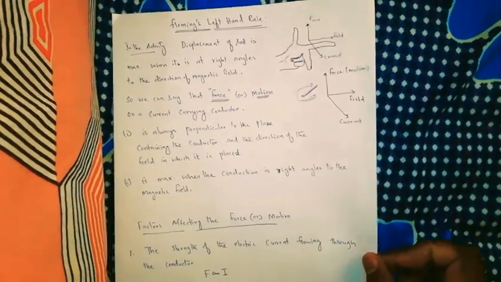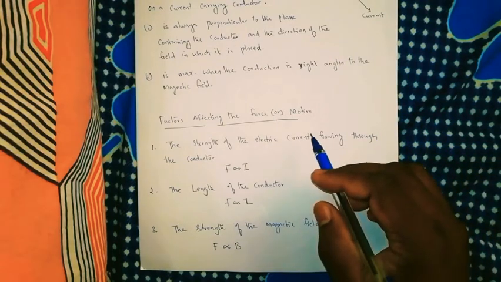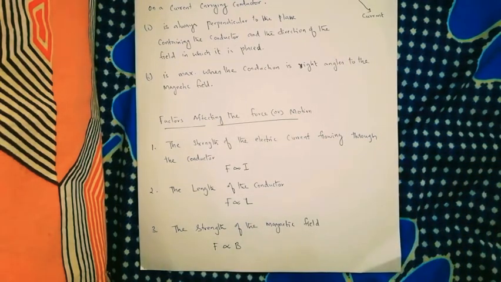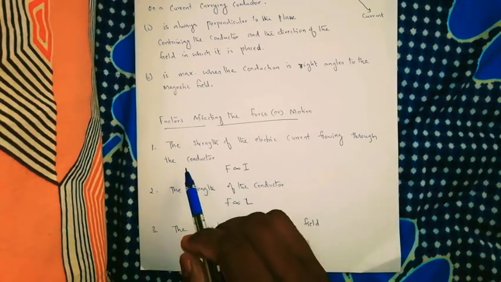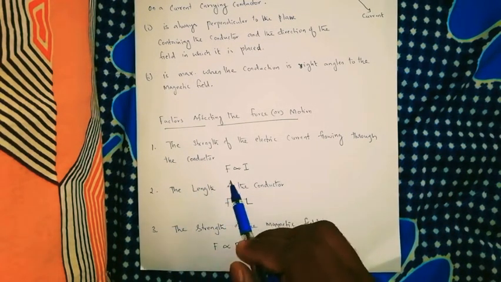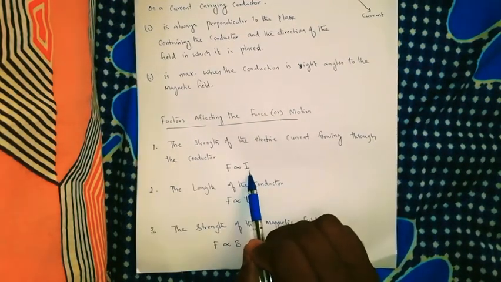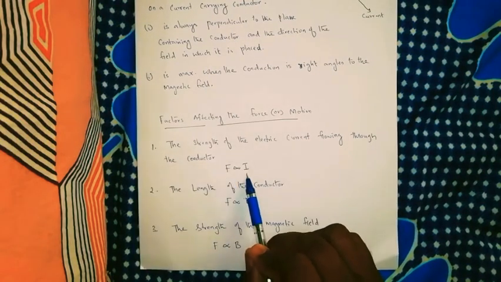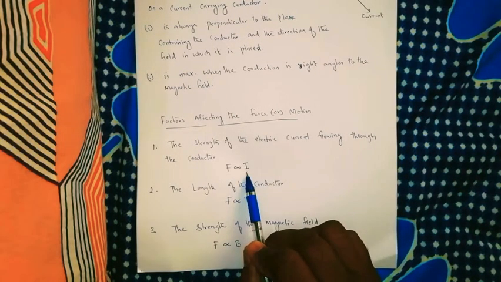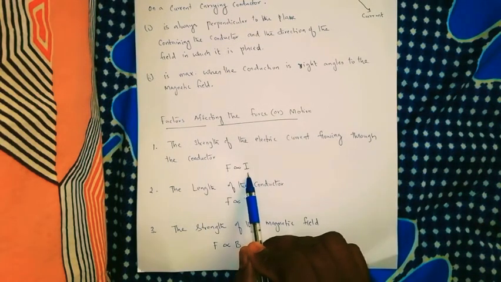Okay, what are the factors affecting the force or a motion? First thing is the strength of the electric current flowing through the conductor. When will the force be more? When the current is more. In other words, the motion is more when there is a greater amount of current. That is what F is directly proportional to I means.